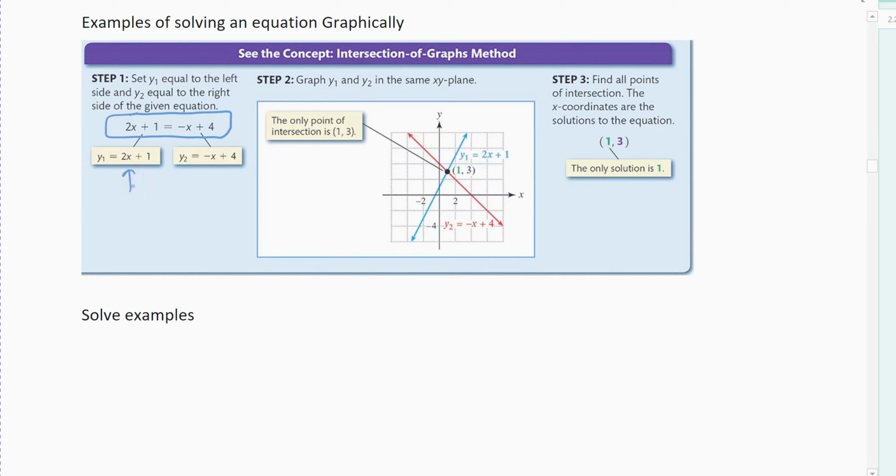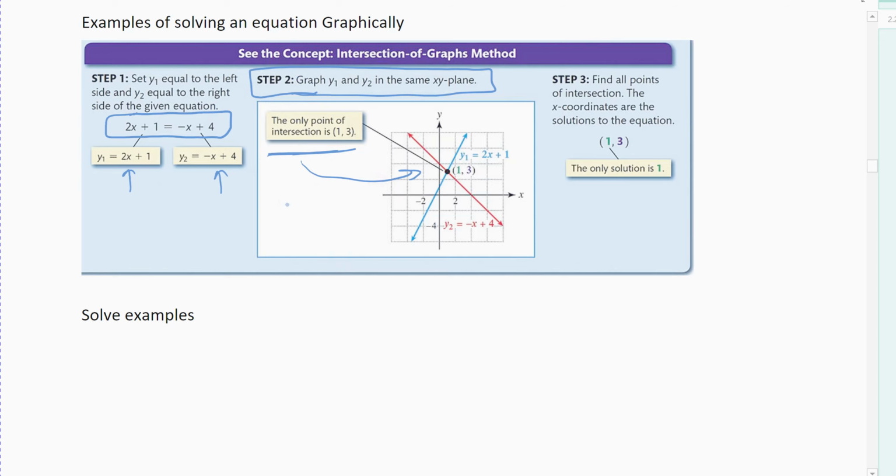So on the left side, we're going to plug into y1 on the graphing calculator. We're going to graph 2x plus 1. And then on the right side, we're going to graph in y2 the right side of the equation, which is negative x plus 4. You graph those at the same time, in the same window. And then what we're going to look for is to see if they have a place where they intersect.